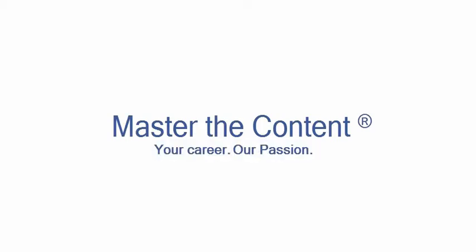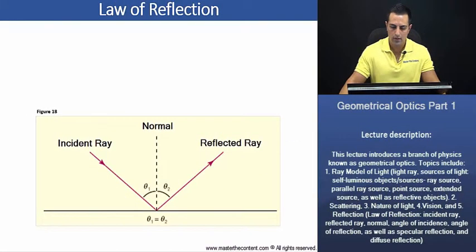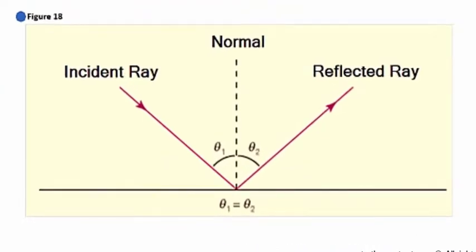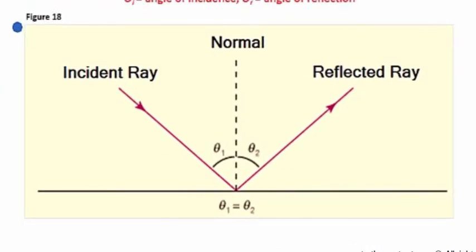Now, let's begin here by taking a look at figure 18. A ray of light heading towards an object is called an incident ray. If it reflects off the object, it's called a reflected ray. A perpendicular line drawn at any point on a surface is known as the normal, just like with normal force.